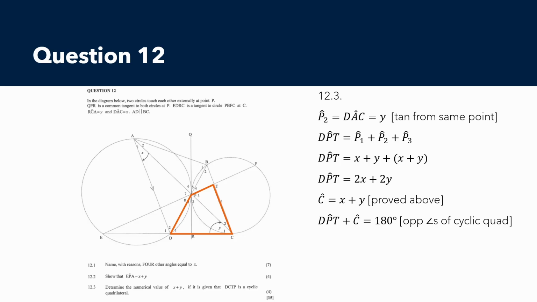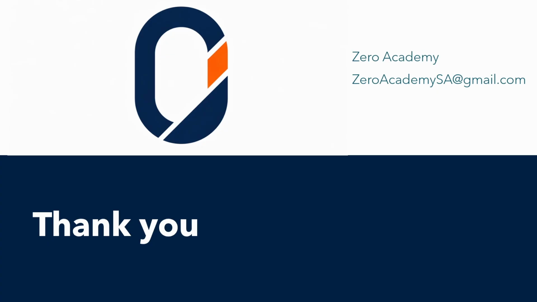Substituting in everything I know, DPT is equal to 2x plus 2y, and angle C is equal to x plus y, and 2x plus 2y plus x plus y will give me 180 degrees, and I'll be left with 3x plus 3y is equal to 180 degrees. Dividing everything by 3, I will get x plus y is equal to 60 degrees, and that is the end of that question, and hence the end of the lesson.